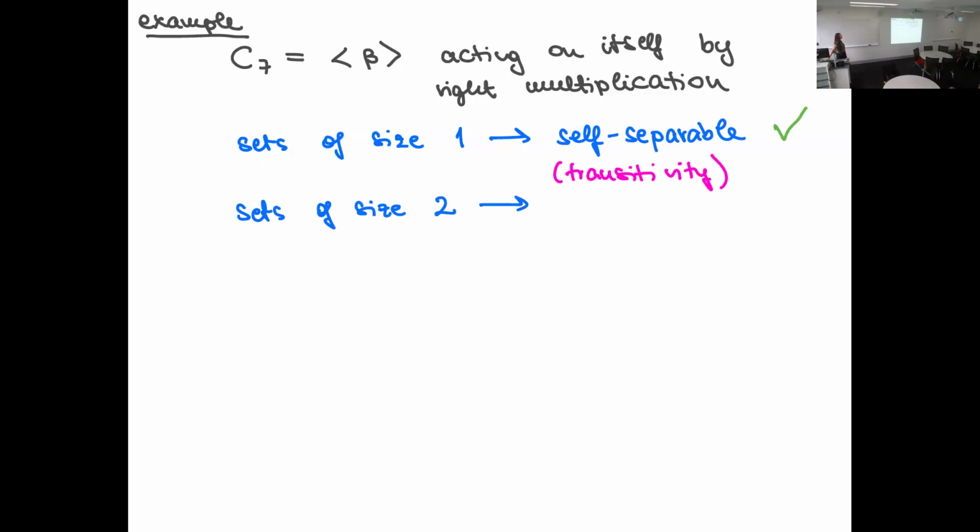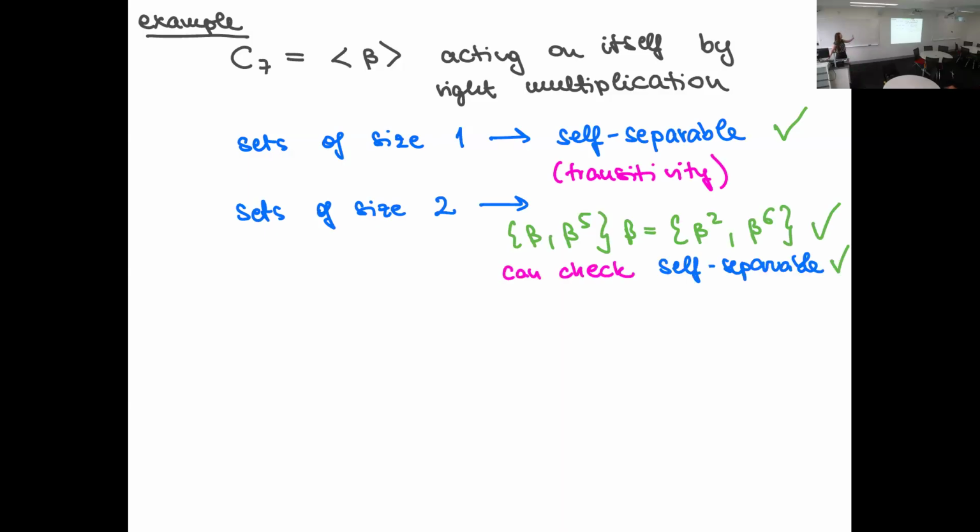If you take sets of size 2, for example, you can take the set beta and beta to the 5. If you multiply this by beta, then that sends it away to something that is completely disjoint from it, beta squared and beta to the 6. That means that this set is also self-separable. And then we can check that all sets of size 2 are self-separable as well. Sets of size 3 are not necessarily self-separable.